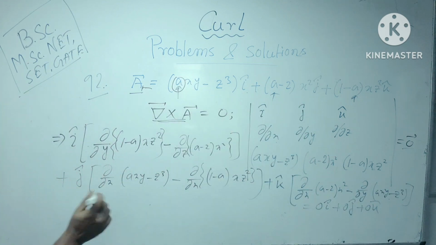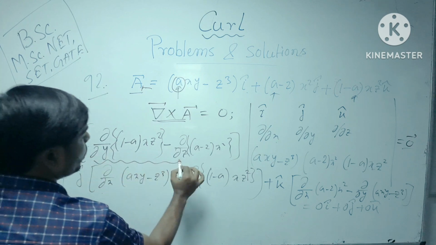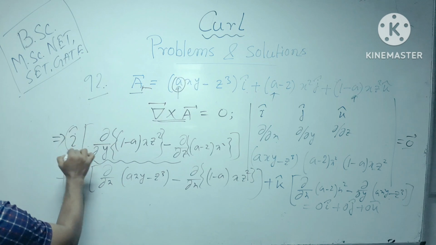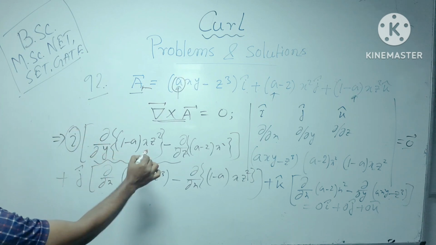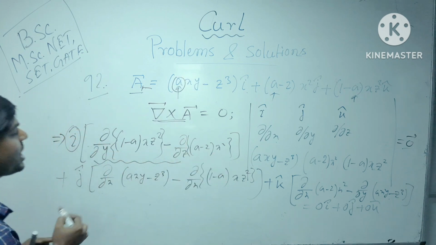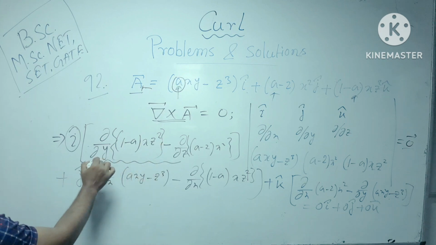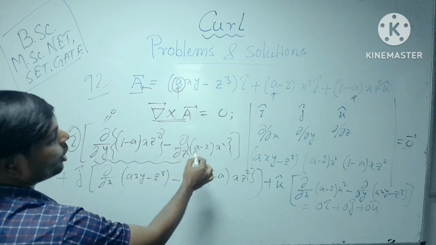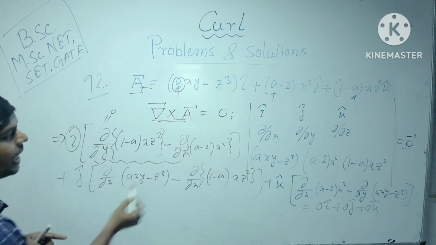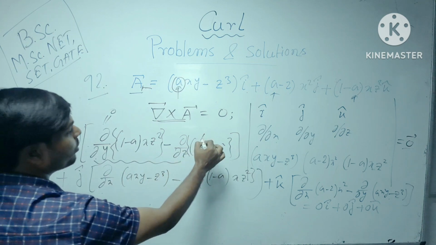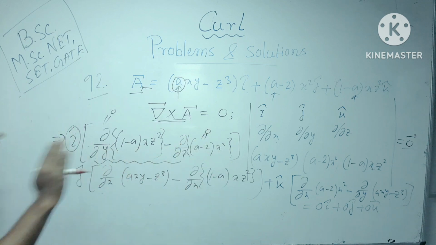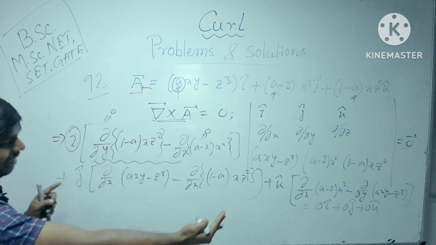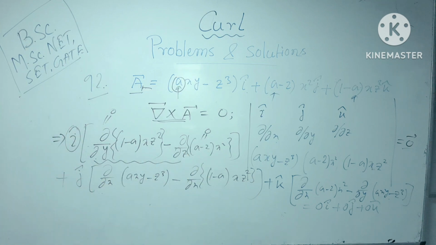So I have to equate the left hand side and right hand side term by term. With i cap, we have del y of this term minus del z of this term. Basically this is 0. Del y of, there is no y term, so it is 0. Del z of a minus 2x square, a is a constant term, so there is no z term, this is 0. So there is no i cap term on the left hand side. That makes it a bit easier, since I don't have to equate any i cap term with the right side.